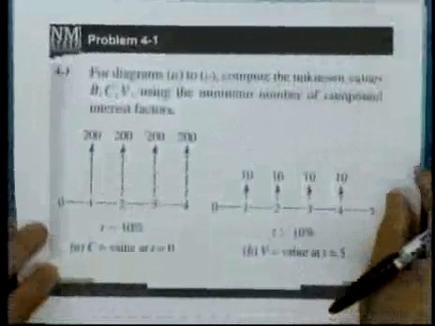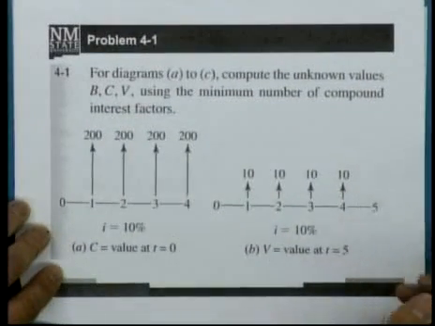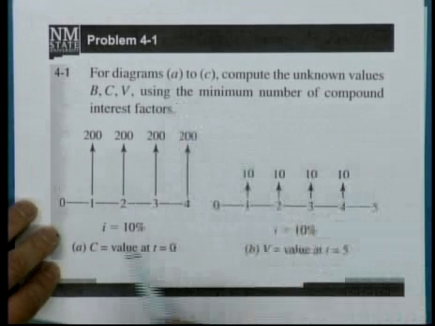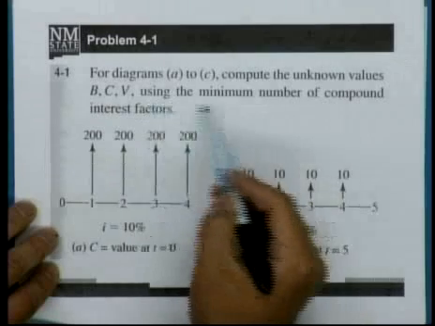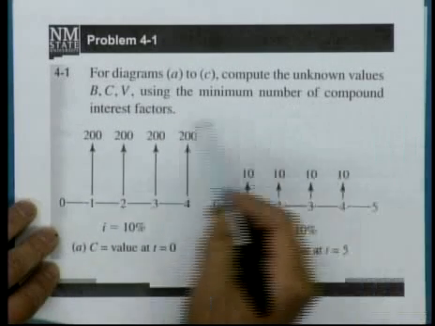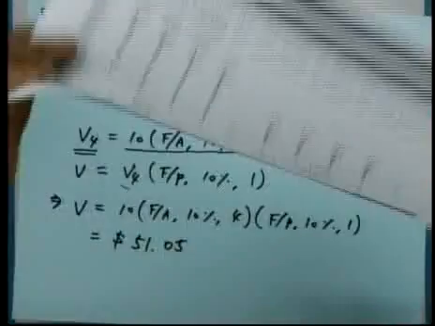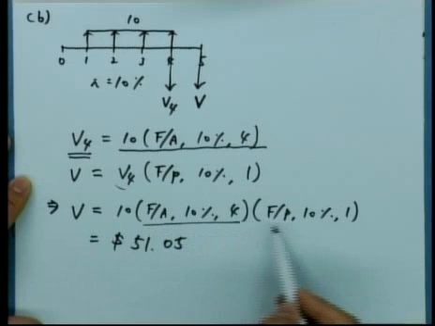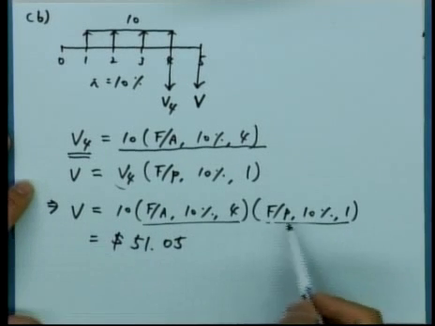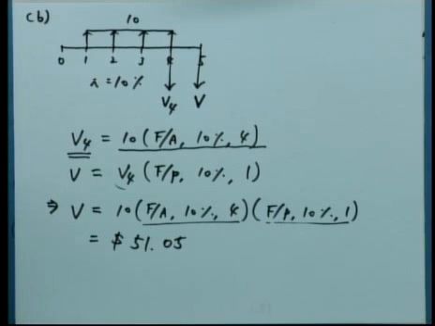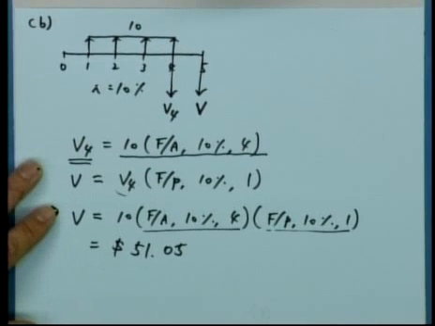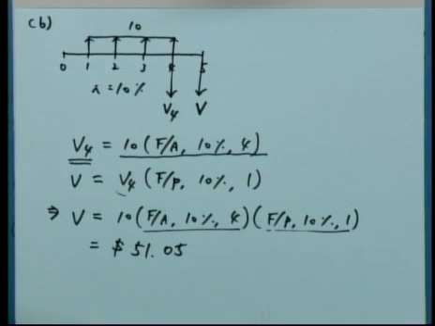But here, if you read the problem description carefully, it's asking us to find these unknown values using the minimum number of compound interest factors. So we just used how many interest factors? We've used 2 different interest factors, right? So do you have a better methodology which can use a smaller number of interest factors than 2?